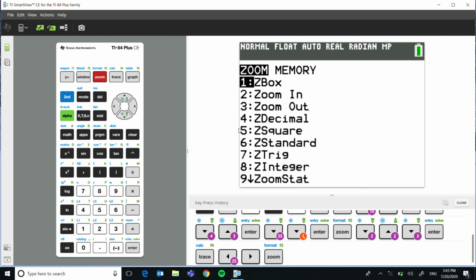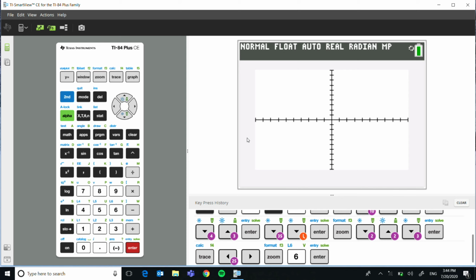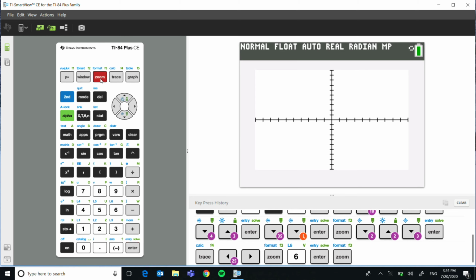Go back to the zoom button. If we want to get our standard zoom picture, like our standard screen, so 0 to 10, 0 to -10 to the left and right, and then 10 up and 10 down, we would hit zoom standard. So zoom 6. And then again, you can't see our graph because it's higher up, but that's what's happening.